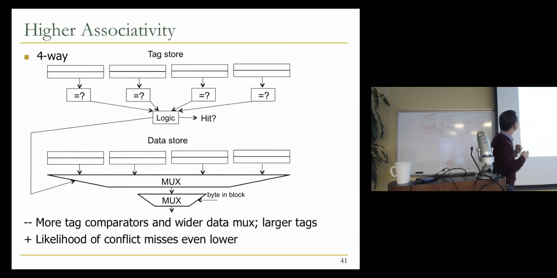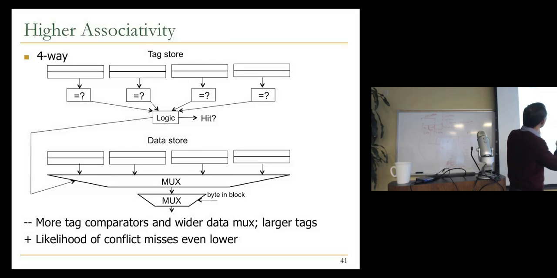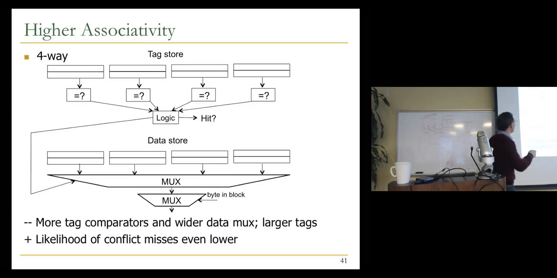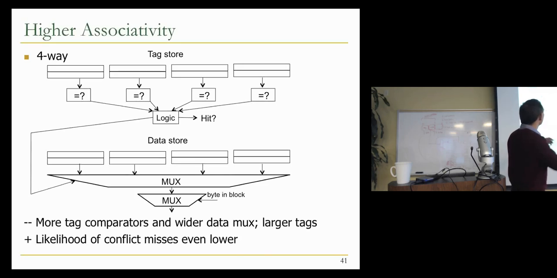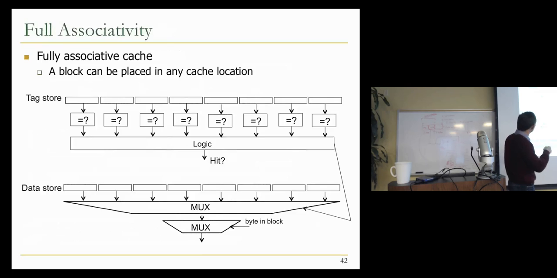Well, we have a fix to that problem. Make the cache more associative. Have 4-way associativity. Now you have only 2 indices, but each of the sets, if you will, can store 4 blocks. Now you're a lot more flexible. But the downside, again... the likelihood of conflict misses is even lower now, because we can fix that access pattern. We can store that 0, 8, 16, and 24 at the same time in the same set. But now you have more tag comparators and a larger mux, if you will, and even larger tags.